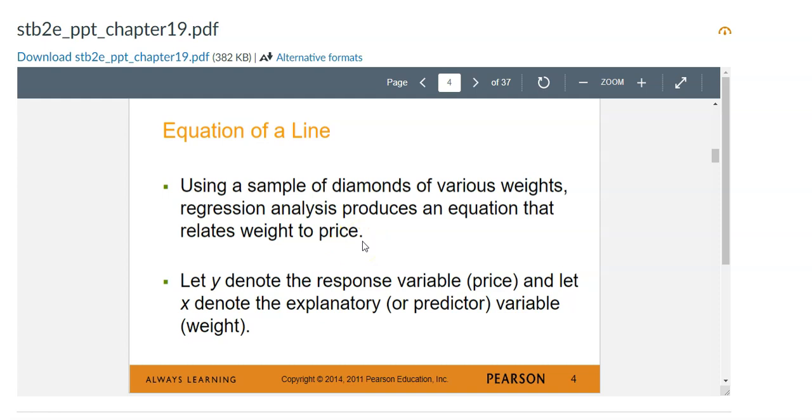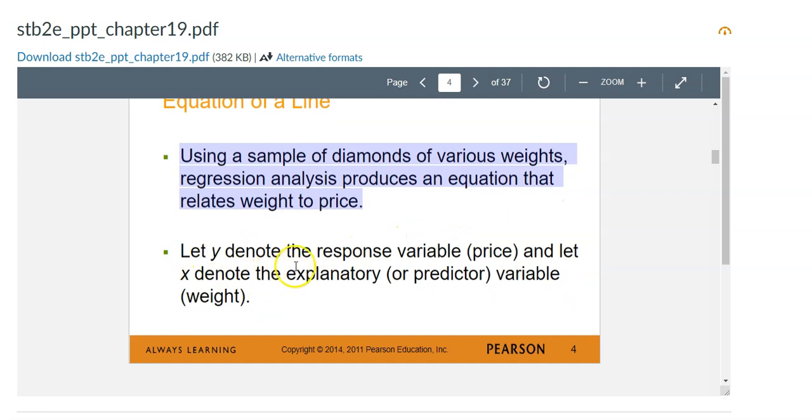You learned in the previous sections, in chapter 6, that we can use correlation to find the association strength, and after that we can find the equation of the regression line, or regression model, to find values that we don't have. So you can see here, using a sample of diamonds of various weights, regression analysis produces an equation that relates weight to price. So where are these numbers coming from? These are historical. These are past data that we had. A certain amount of diamond with a certain price at different times are provided, right?